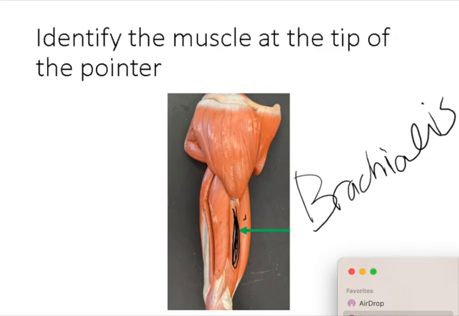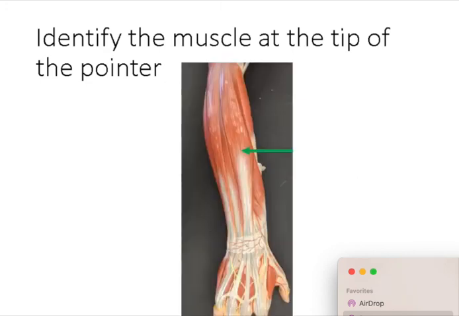Brachialis, is in the arm. Don't get confused. There's also a muscle called the brachioradialis, but that's down at the forearm, because it's more towards the forearm. The brachialis is mainly in the upper arm.